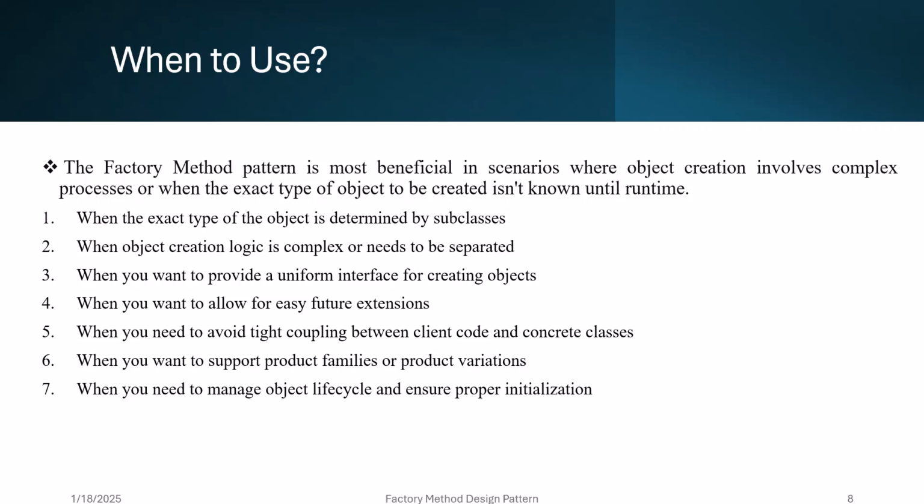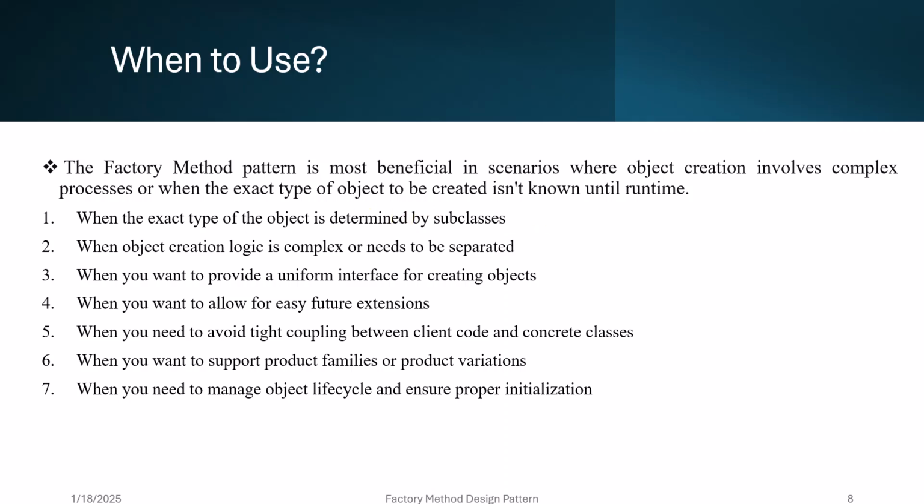The first one is when the exact type of object is determined by subclasses. So how? If you have a class that needs object creation, but you want to leave the decision of which class to instantiate to its subclasses, that time we can use the factory method pattern. Also here, the base class defines the factory method and subclasses implement this method to create a specific object.